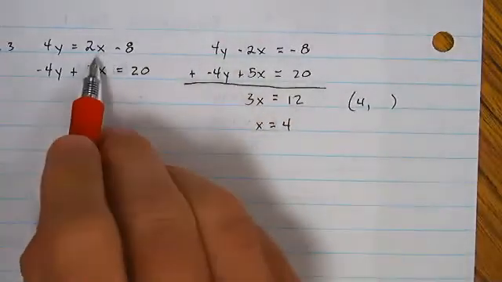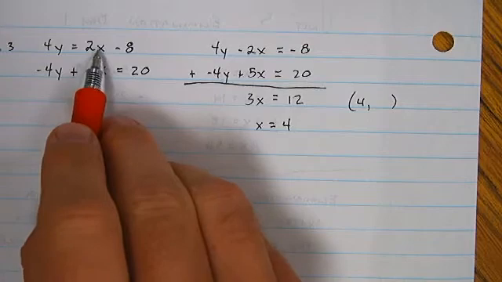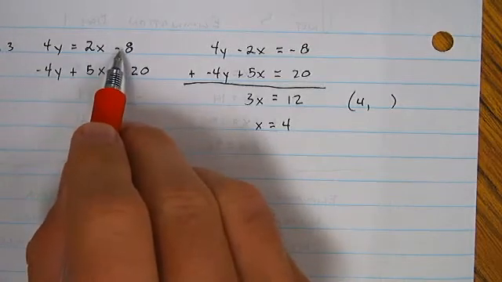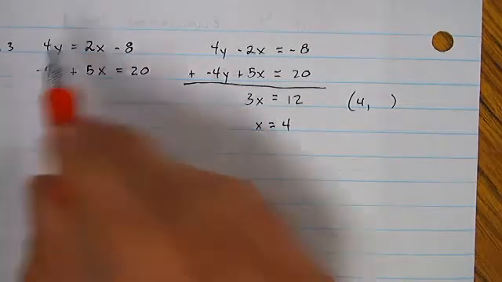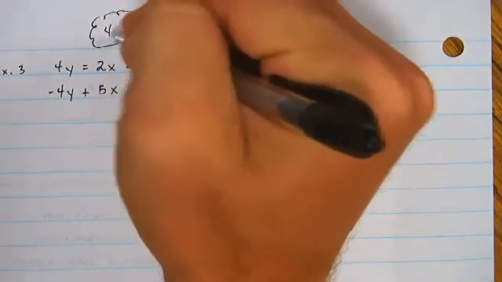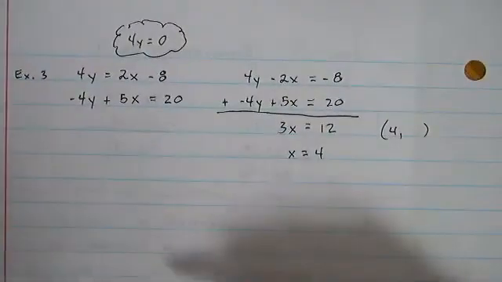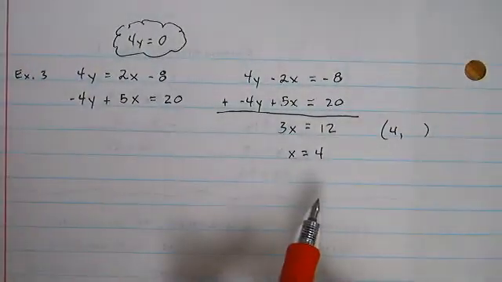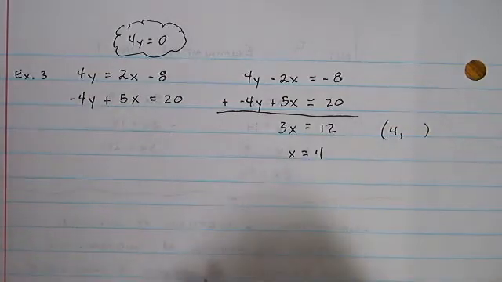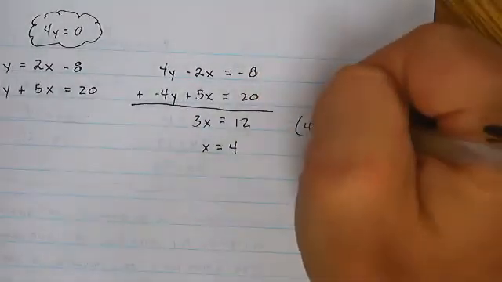For this one, I've got 2 times 4, which is 8. 8 minus 8 is 0. And then I've got 4y equals 0. That's what I'm thinking about here. And while it looks funny, that's mathematically definitely possible because I still need to divide by 4 on both sides. And I know 0 divided by 4 is 0.